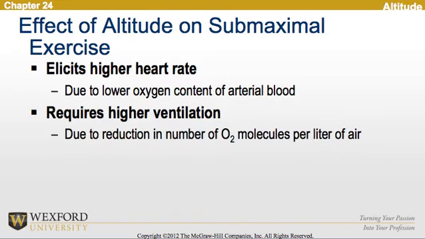Now, if we look at the effect of altitude on submaximal exercise, we see that it first elicits a higher heart rate, and this is due to the lower oxygen content in the arterial blood. It also requires higher ventilation due to the reduction in the number of O2 molecules per liter of air.